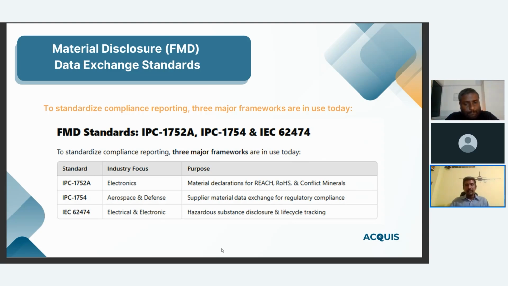Aerospace and defense industry can use IPC 1754 to procure a declarable substance list or the complete material declarations for aerospace and defense products. IEC, the International Electrotechnical Commission, also came out with a hazard substance evaluation standard. So we will go ahead and shed some more details about these standards, right? What are they made out of? So let's move to the IPC 1752A standard, Shashi. Right away.